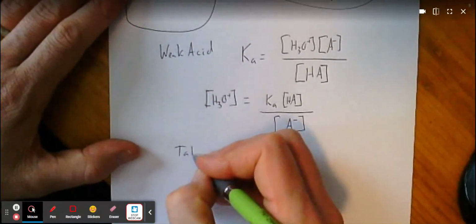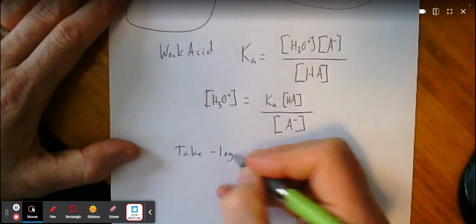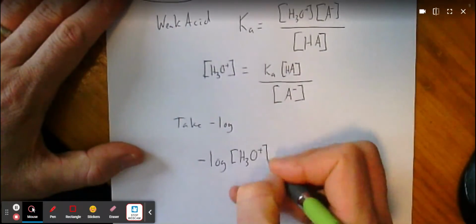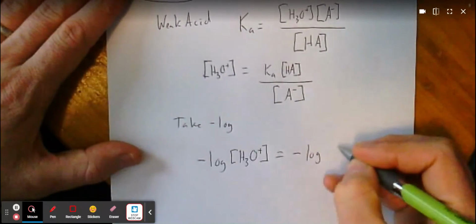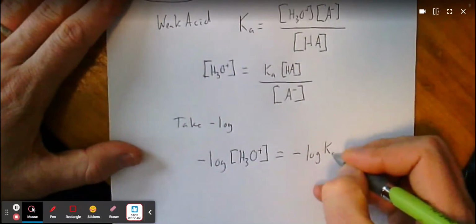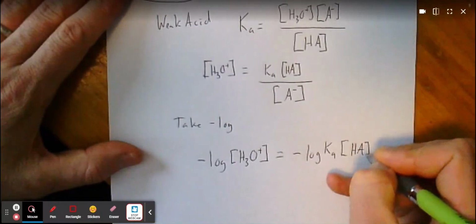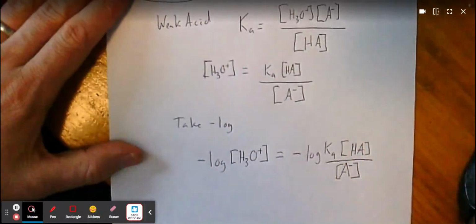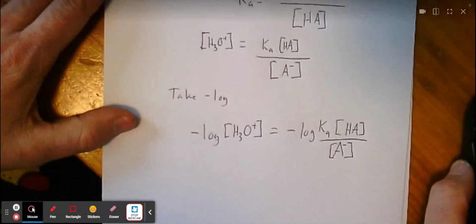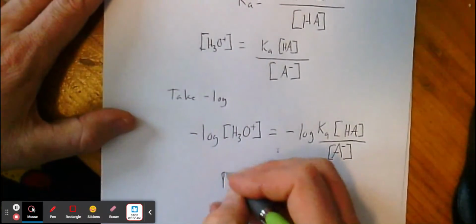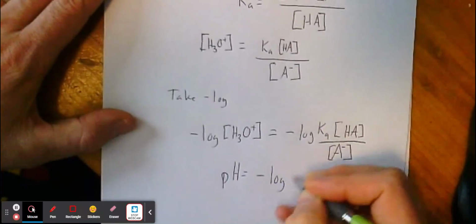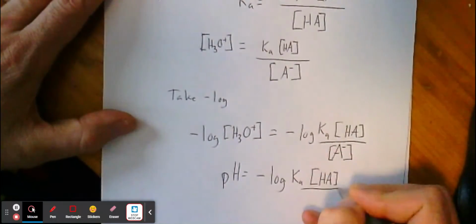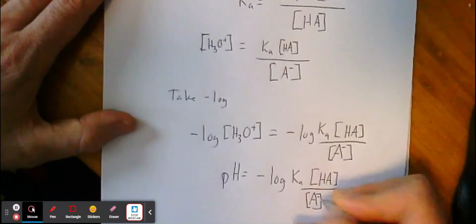So I get the negative log of the concentration of H3O+ equals the negative log of Ka times the concentration ratio. All right. Now you can see this right here is pH. So pH is equal to negative log Ka.